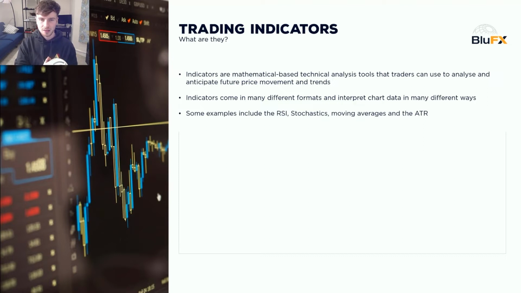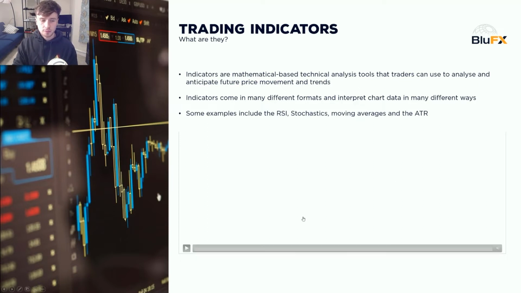Some examples of indicators: you might have heard of the Relative Strength Index, the RSI, stochastics, moving averages, and the ATR. Now, these are just some examples of what indicators are. You might know a few names in the back of your mind. Moving averages is a very, very popular one. You see that all the time on the charts, and this will all make a lot more sense later on when we jump over to the charts.